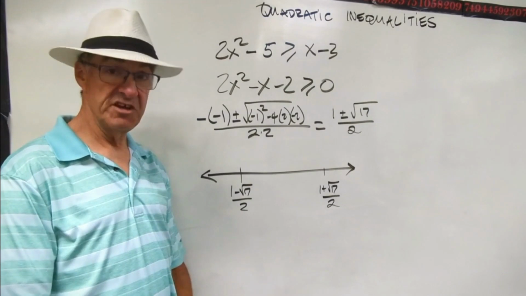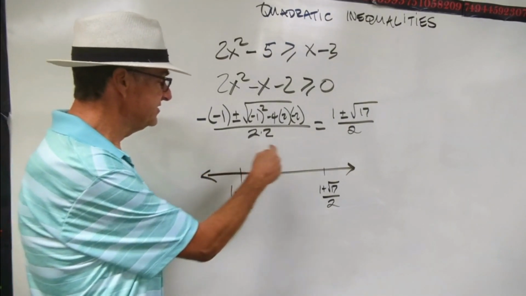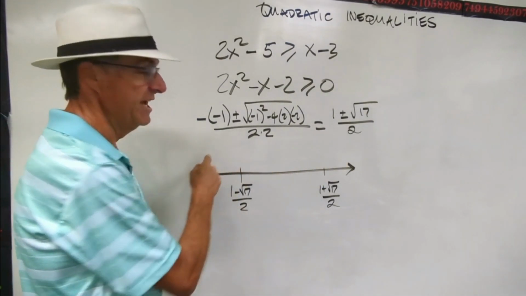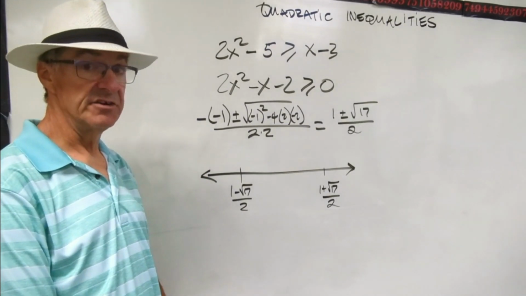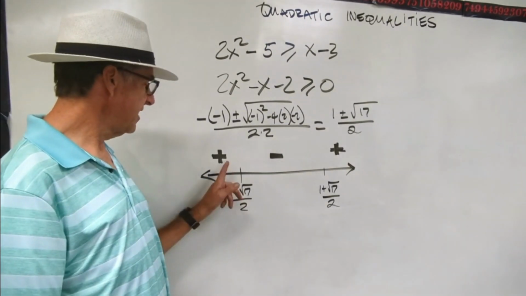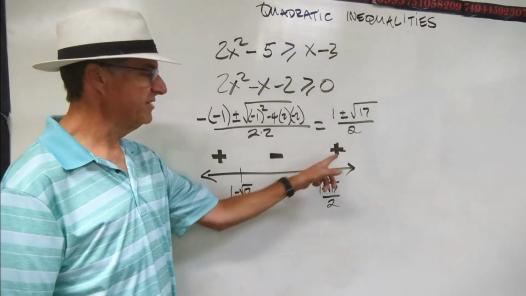Now I want you to figure out which parts are positive and which parts are negative. Go ahead and mark those on your number line. Okay, here's what I got. I got positive here, negative in the middle, and positive there.